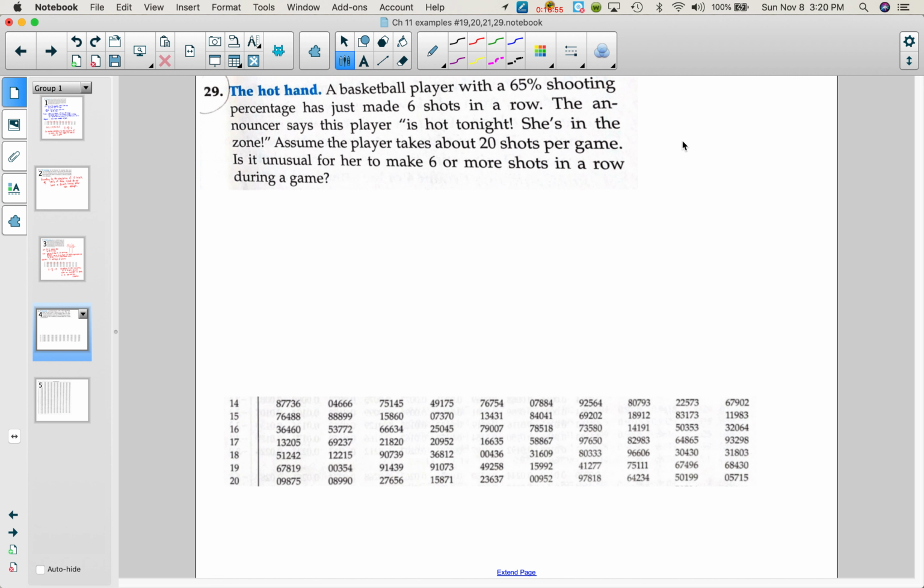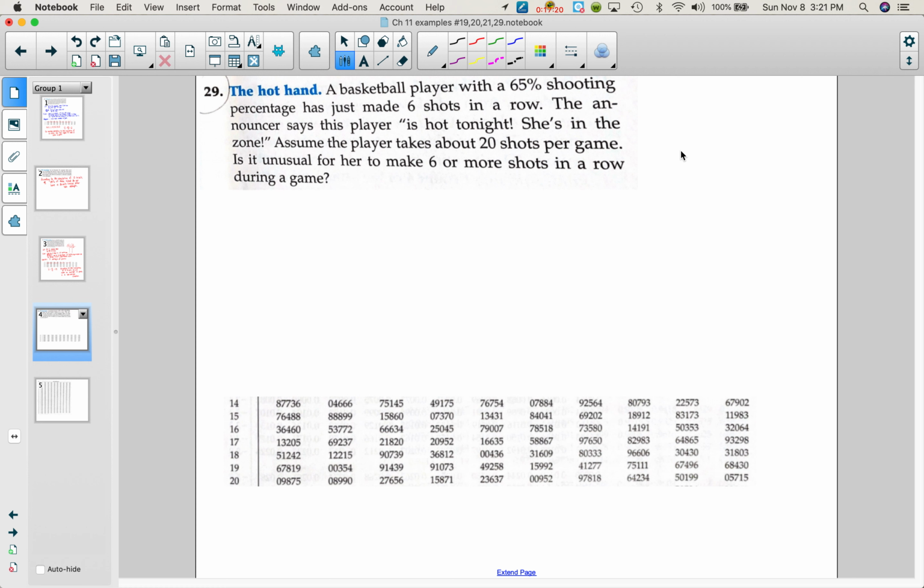Number 29, a basketball player, we're really into basketball players on these simulation lessons, with a 65% shooting percentage has just made 6 shots in a row. The announcer says this player is hot tonight, she's in the zone. Assume the player takes about 20 shots per game. Is it unusual for her to make 6 or more shots in a row during a game?